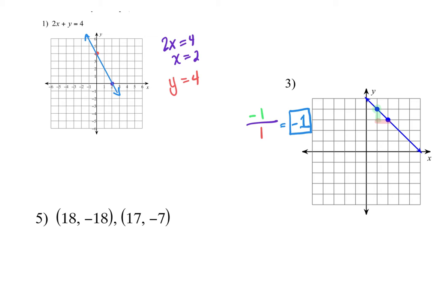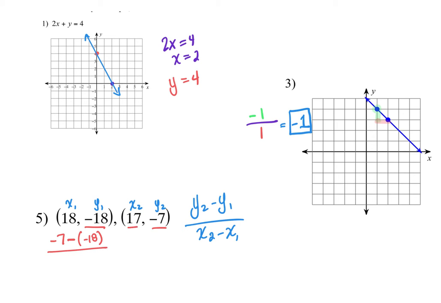Now this is actually a formula, right? Subtract your y's, subtract your x's. So you say y2 minus y1 over x2 minus x1, and just label it x1, y1, x2, y2, and then just plug it in. y2 is -7 minus y1 is -18. x2 is 17 minus x1 is 18. -7 minus a -18 is +11. And 17 minus 18 is -1. 11 divided by -1 is -11.